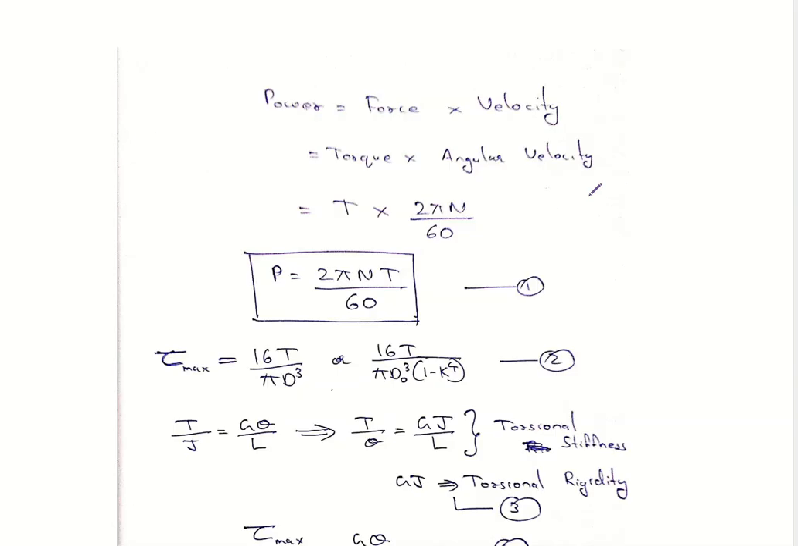One important equation that we may deal with in this section is: we all know that power is force into velocity. That is in linear terms. When we take it into rotary terms of power, we can write the equivalent equation as torque into angular velocity. So power is nothing but torque into angular velocity. And torque we take as capital T, and angular velocity is 2 pi n by 60, where n is in RPM, the rotations per minute.